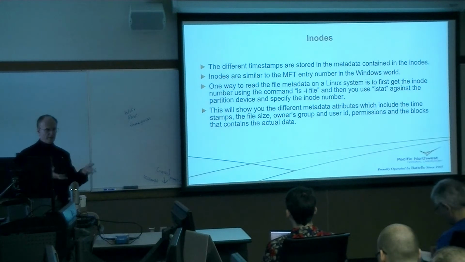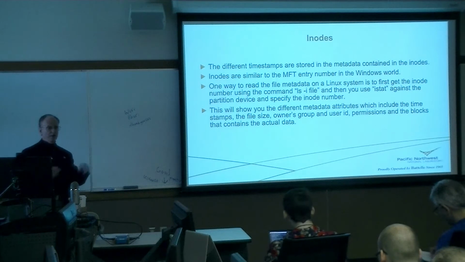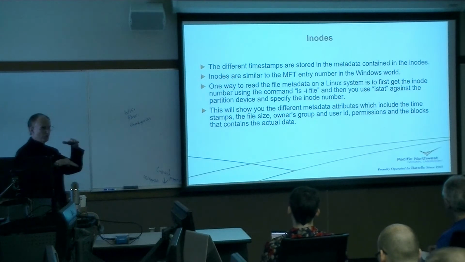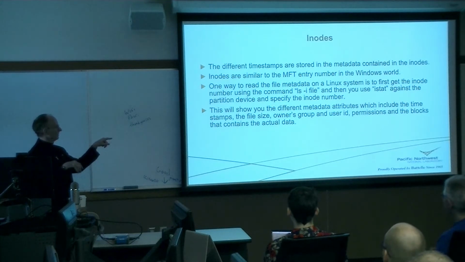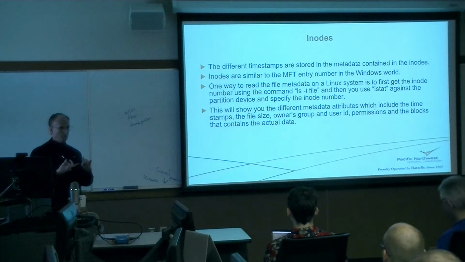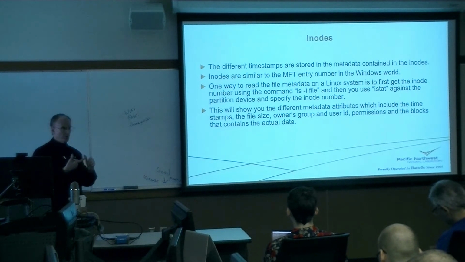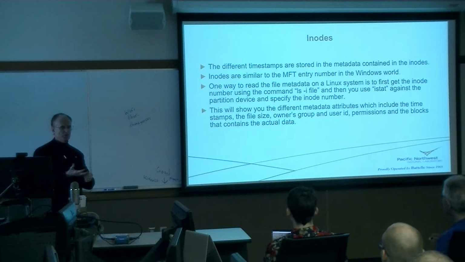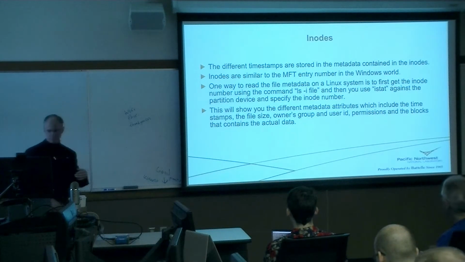If you want to look at inodes, you can do ls -i on a file, and that will tell you the inode associated with the file. Then you can use the istat command to get information about the inode. This will show you the metadata attributes of the file. For instance, it'll show you the timestamps, the size in bytes, who owns it, the group and ownership, and other information.